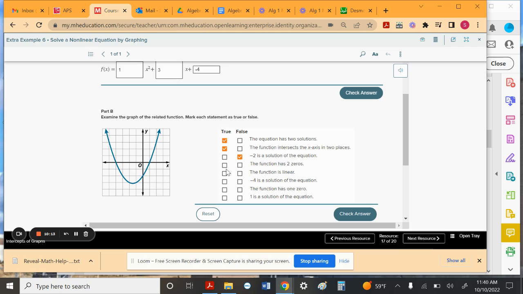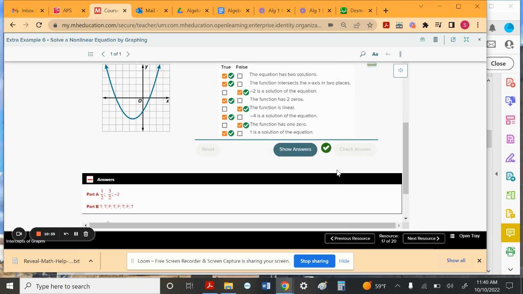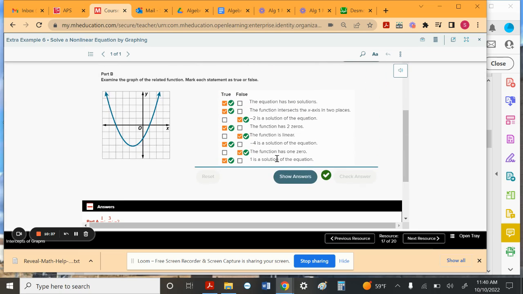The function has two zeros, right? If we have two intercepts, we have two zeros. The function is linear. That's definitely not a line. Negative 4 is a solution. Yes. The function has 1, 0. That's no. 1 is a solution of the equation, and that's yes. So those I can figure out, and those are what the answers are when we look at those, right? Okay, so we got all those correct.